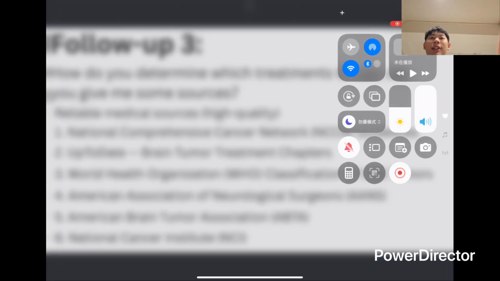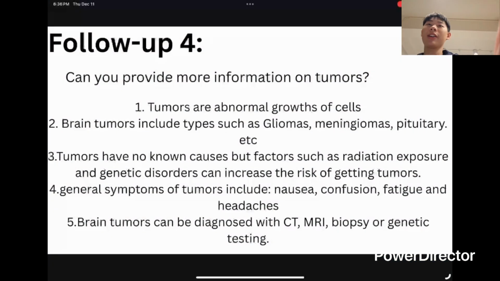Now, let's get on to the last point, follow-up 4. Can you provide us with more information on tumors? Now, obviously, if we were to help the patient with their problems, which is tumors, we need to learn more about them. And this is the reply that ChatGPT gave to us.